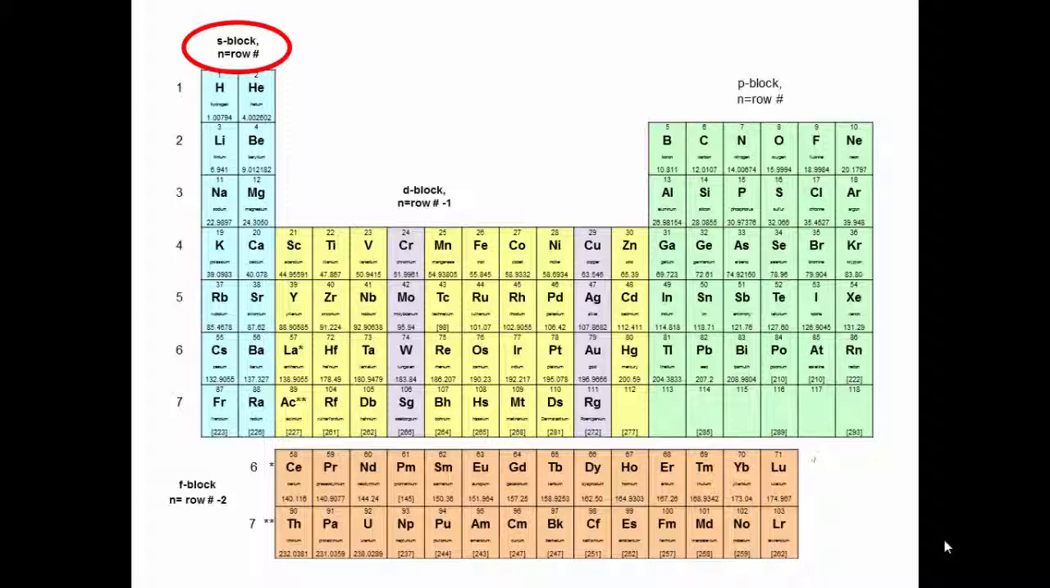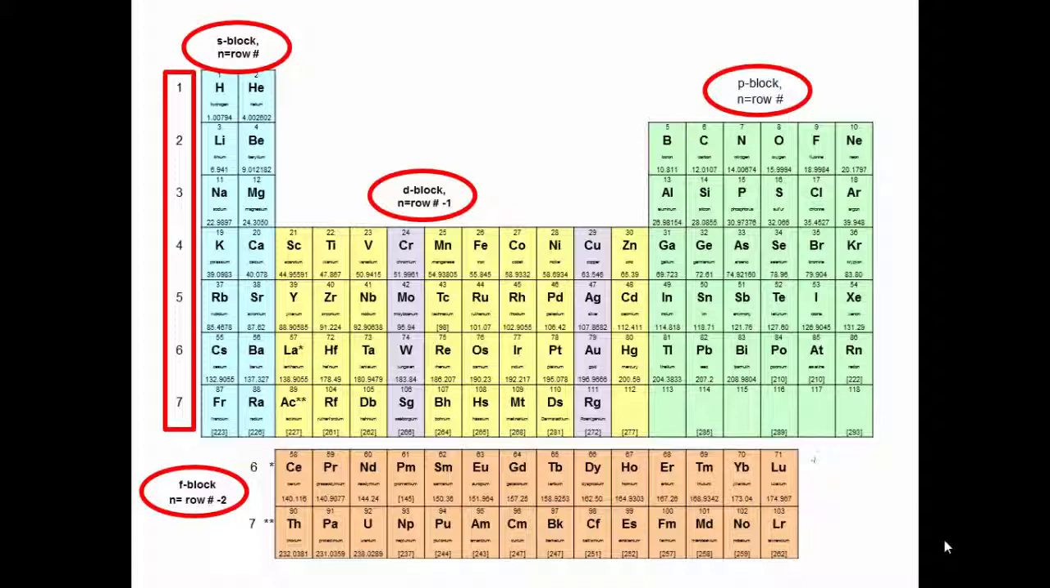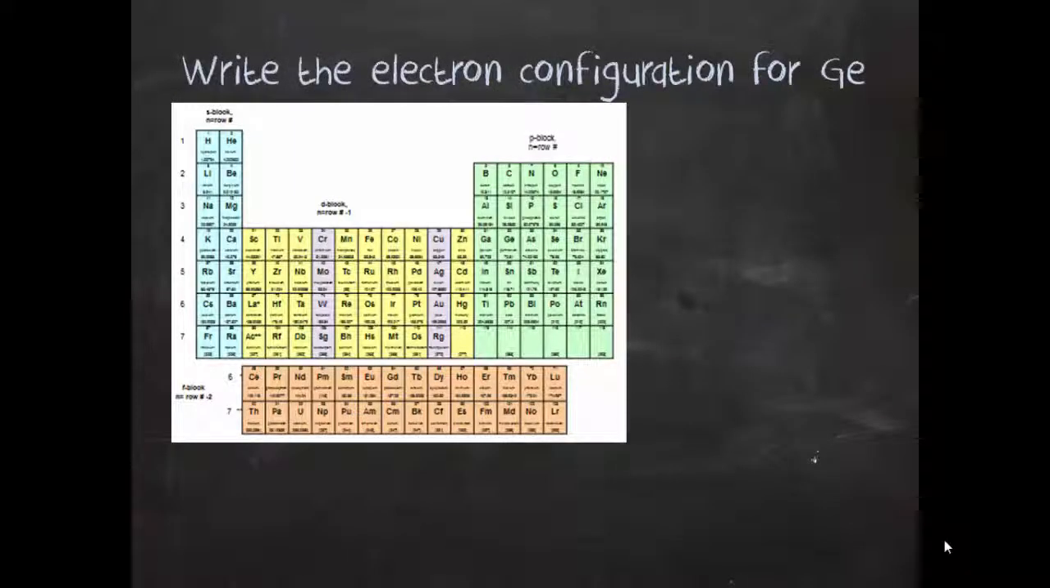I've labeled those first 2 columns as the S block, and it says n is equal to row number. And the row numbers, as you notice, they're on the far left. I also have something on the far right called the P block, and that says n is equal to the row number again. Middle section, D block, where n is equal to the row number minus 1, and finally those 2 rows on the bottom, F block, n is equal to row number minus 2. And again, every time I say row number, I'm referring to the row numbers as I've identified them on the far left. Okay, let's bring it smaller and I can come back.